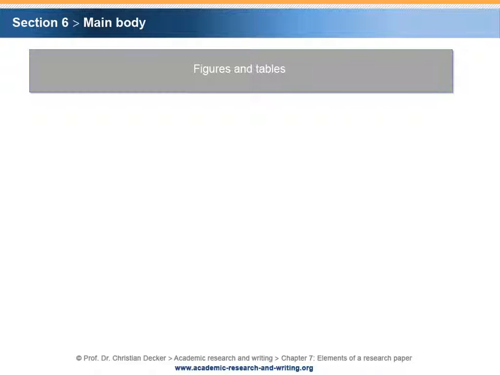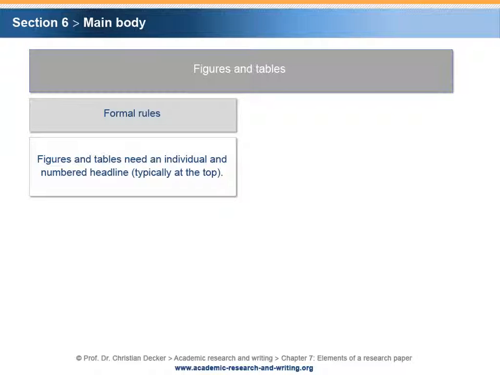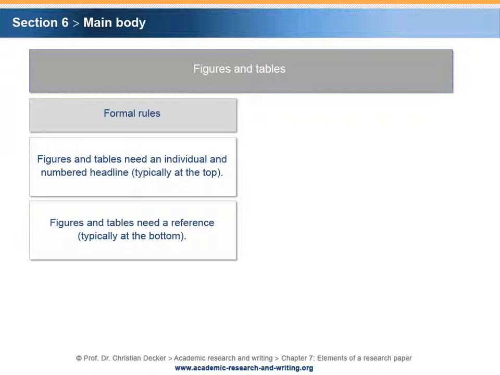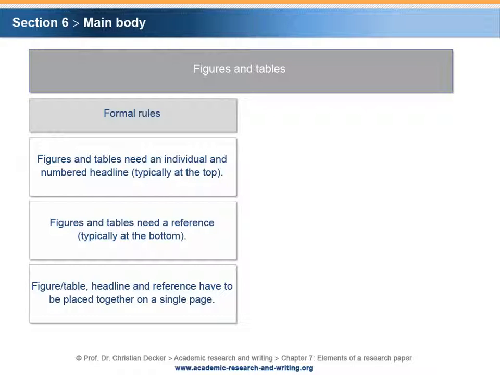First, there are some formal rules which have to be observed. Figures and tables need an individual and numbered headline, which is typically placed at the top of the figure or table. Figures and tables need a reference, which is typically located at the bottom of the figure or table. Figure or table, headline, and reference have to be placed together on a single page.